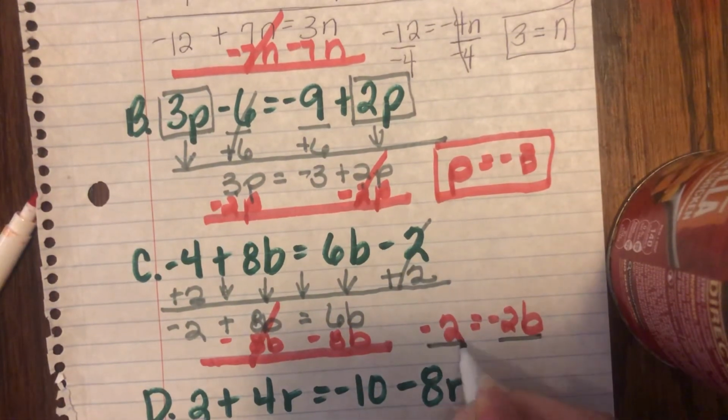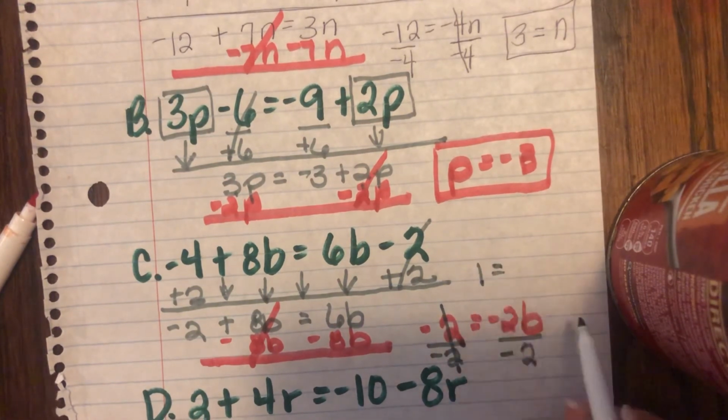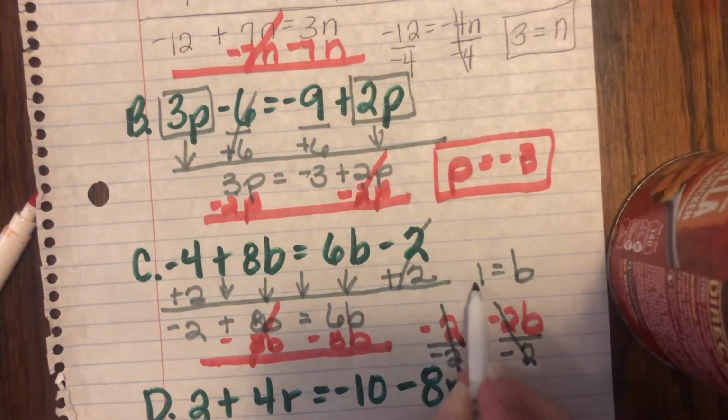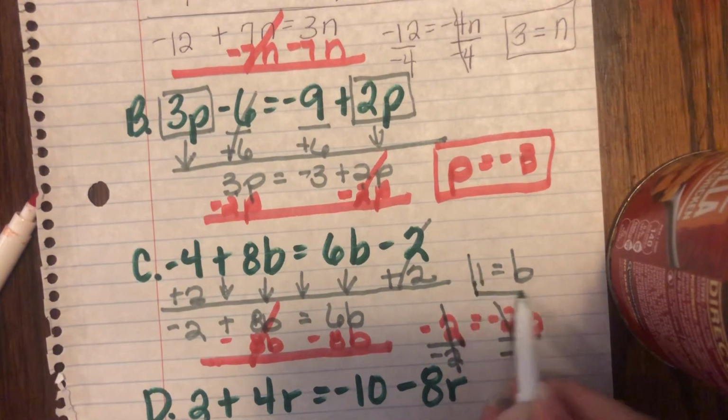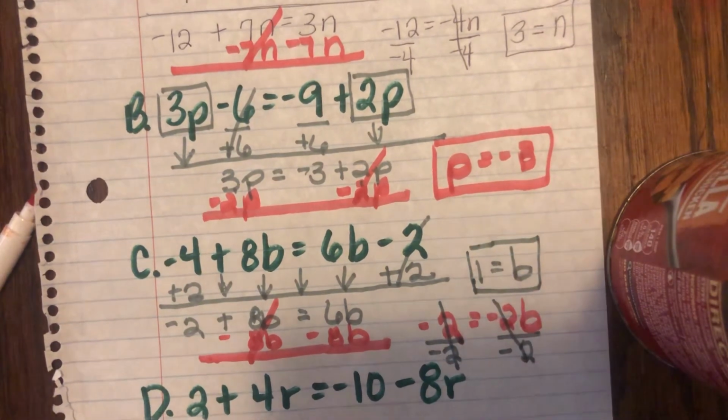My final step, since I'm multiplying by negative 2, I have to divide by negative 2 on both sides. He makes 1. And that leaves me with 1 over here. Negative 2 divided by negative 2 is 1. That makes 1, leaving the b by itself.